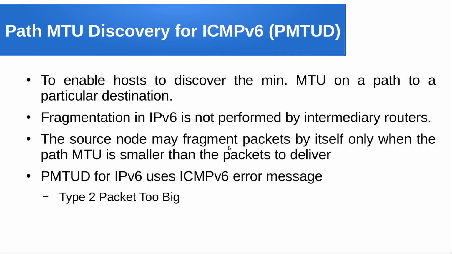So path maximum transmission unit discovery for IPv6 uses an ICMP version 6 error message, which is a type 2 Packet Too Big message. We have already seen what the Packet Too Big error message in ICMP version 6 is. That is a type 2 message. And using this message, we are actually calculating the path maximum transmission unit.